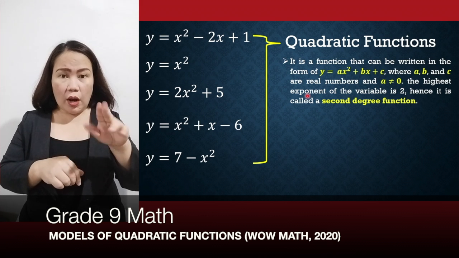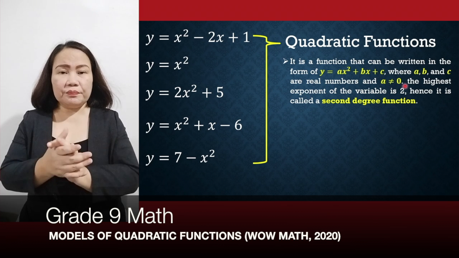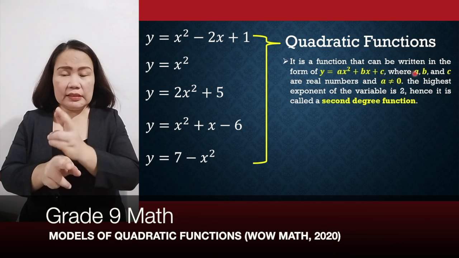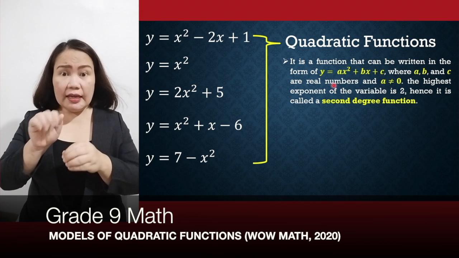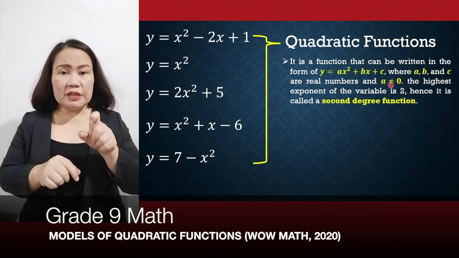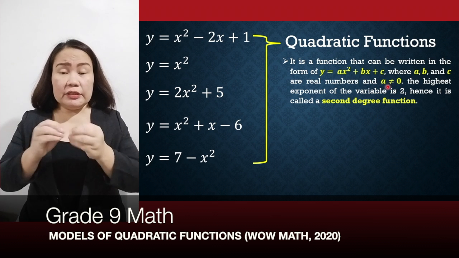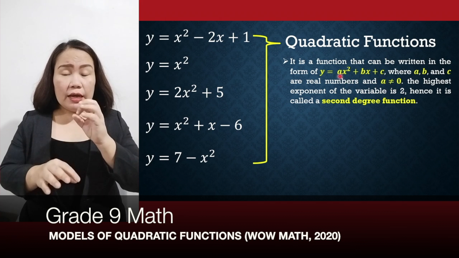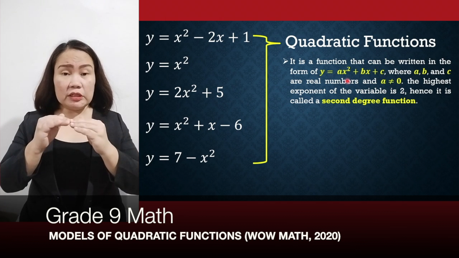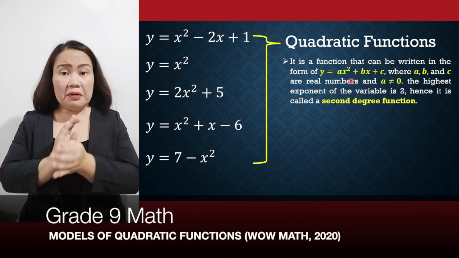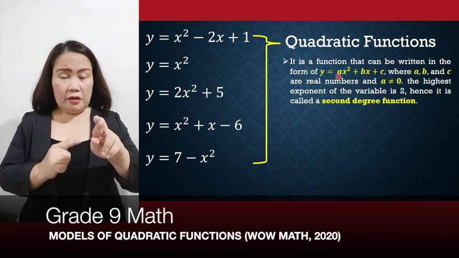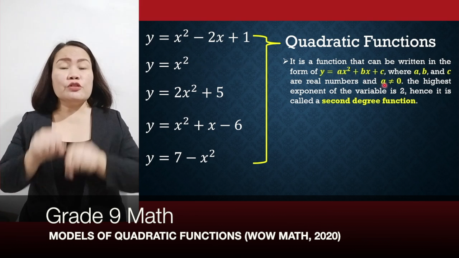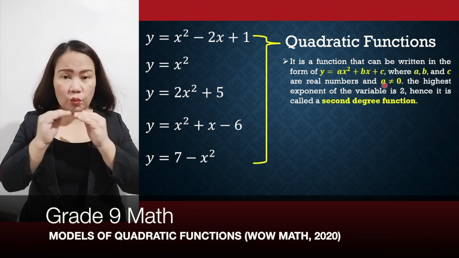Now, remember, your a, b, and c should be real numbers. Tatandaan na ang a, b, at c natin should be real numbers and your a should not be equal to 0. Tatandaan ito. Your a should not be equal to 0 kasi kapag ito ay nag-0, that will only become a linear function. So, kapag nag-0 itong a natin, magiging linear function lang siya. Kaya dapat, ang a natin should not be equal to 0.